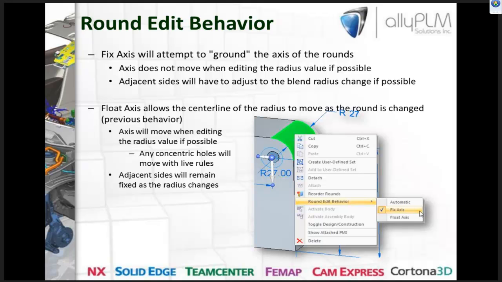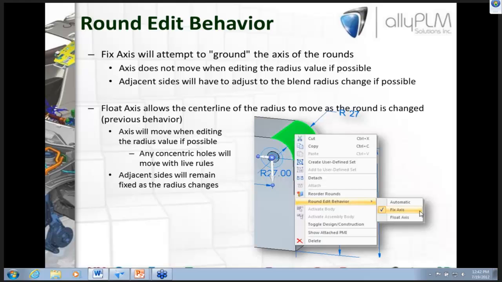The fixed axis will attempt to ground the axis of the rounds. It keeps the axis from moving when editing the radius value if possible. Float axis allows the center line of the radius to move as the round is changed, which is what the previous behavior was. The axis will move when editing the radius value if possible, and any concentric holes will move with live rules.